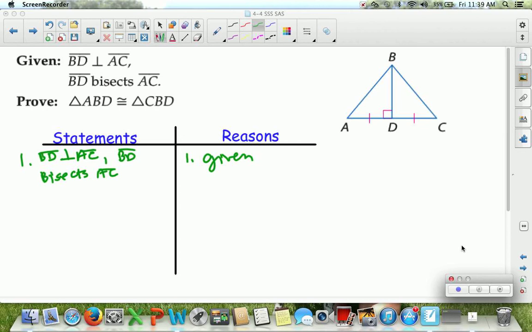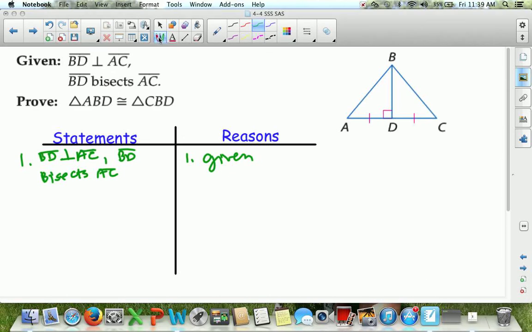Okay, so I wrote down my givens, and based on what I know, AD is congruent to DC. I have a right angle here. From there, I also know that this is my right angle. And I also know that BD is congruent to BD. So it looks like I'm going to be able to use side angle side. So how do I prove that?